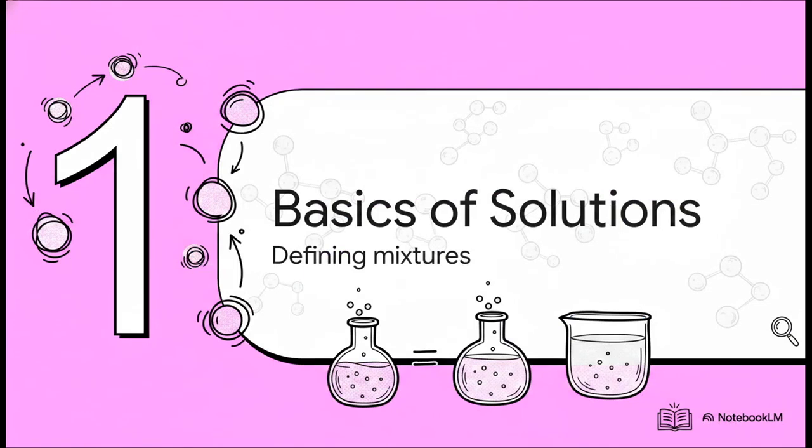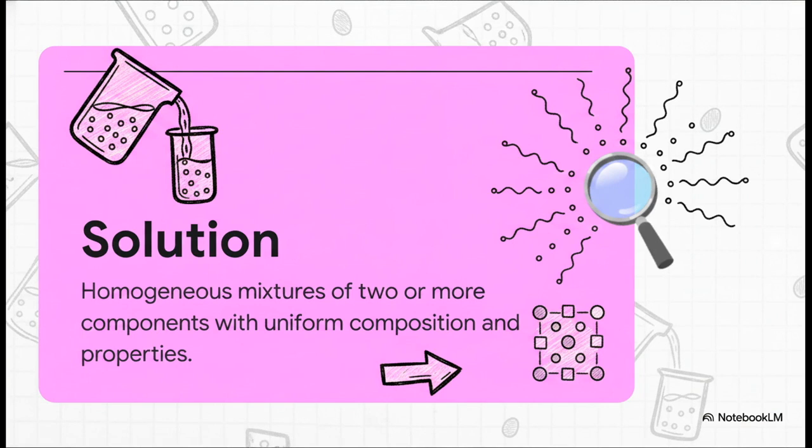All right, Section 1, the basics of solutions. Board examiners are incredibly strict about terminology here. You can't just write down that a solution is things mixed together. No way. This right here is the precise definition you need. Solutions are homogeneous mixtures of 2 or more components. Now, homogeneous is the absolute magic word there. It means the composition and properties are perfectly uniform throughout the entire mixture. The component present in the largest quantity is your solvent, and it determines the physical state of the solution. Everything else you dissolve into it, those are your solutes.